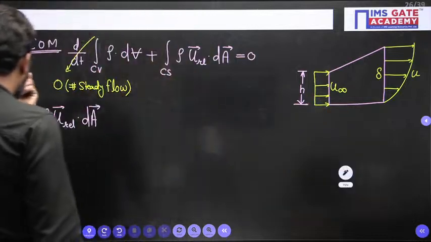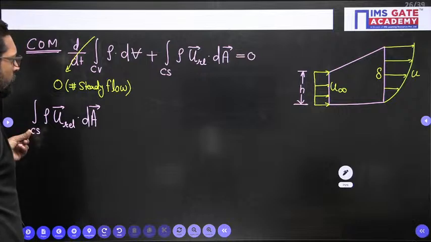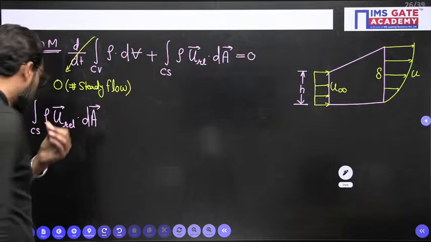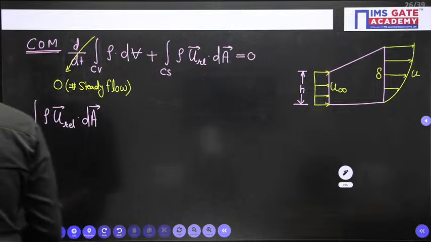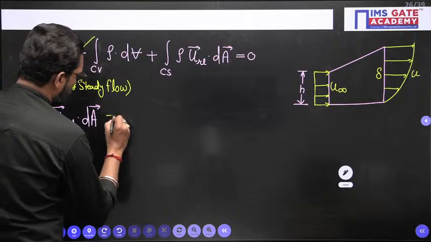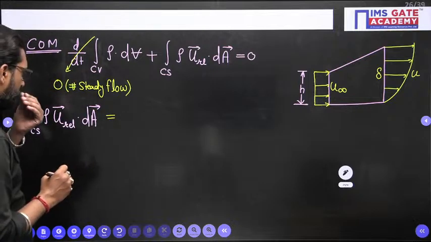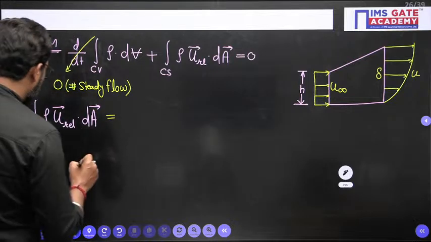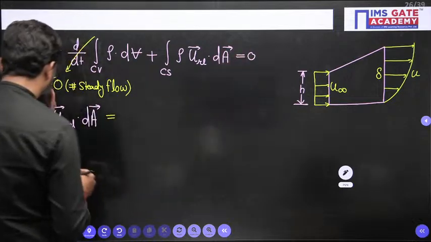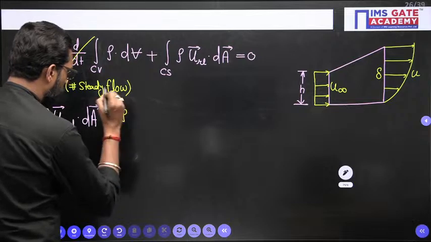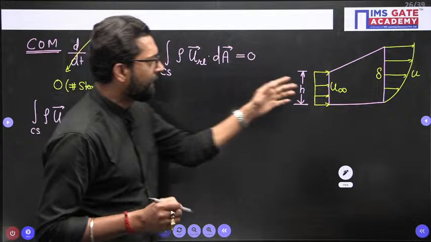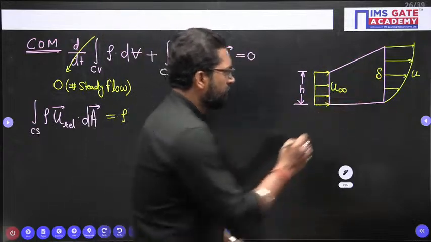Now what is this, beta? Out minus in, yeah, in minus out you have to take like that. So what is in here? There are two types: in minus out, mass flow rate in. Rho is constant, so there is no integration. Why? Because it is uniform. So rho is there, u relative at the entry, and this control volume is fixed. This is a fixed control volume.